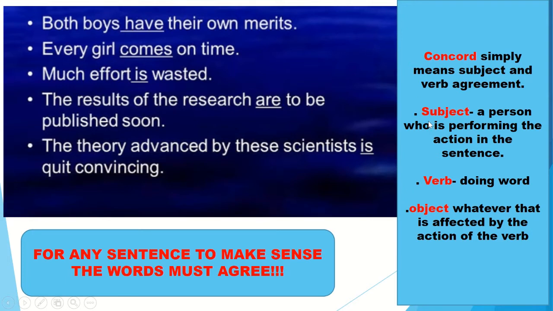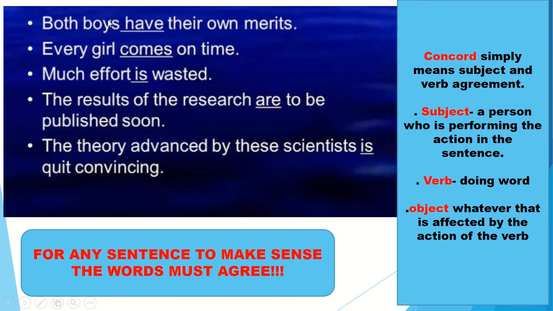And then subject, it refers to anybody or anything that performs the action in the sentence. In most cases, the subject would be the first name, if not the first word of the sentence. And then a verb, we know that a verb is an action word, a doing word. And then an object is anything that is affected by the action of the verb.